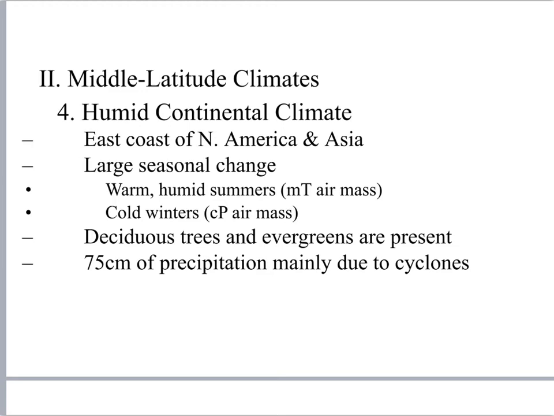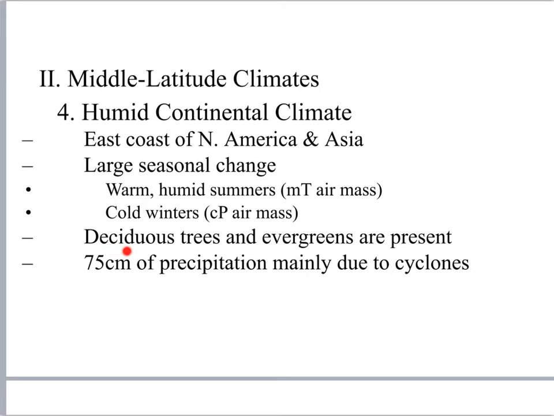Humid continental climate. This is the east coast of North America and Asia. There's a large seasonal change, meaning we have really warm, humid summers. We get a lot of maritime tropical air mass, but in the winter times we get a lot of continental polar air mass, cold and dry.